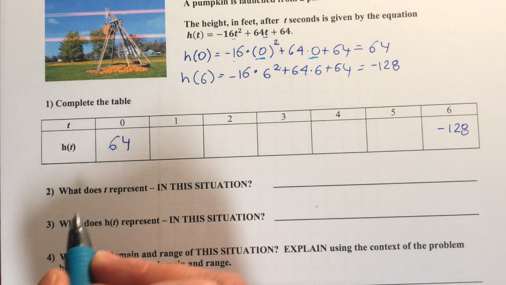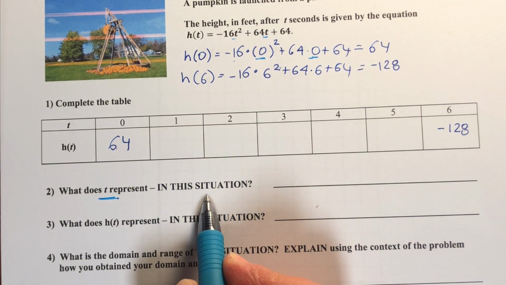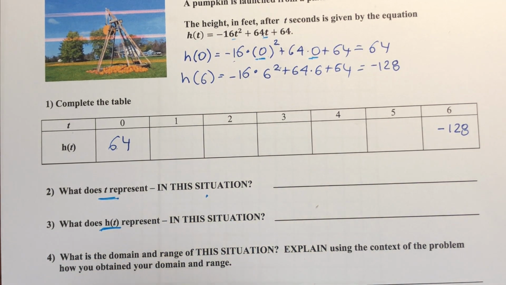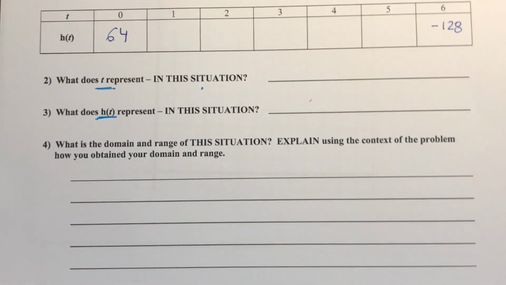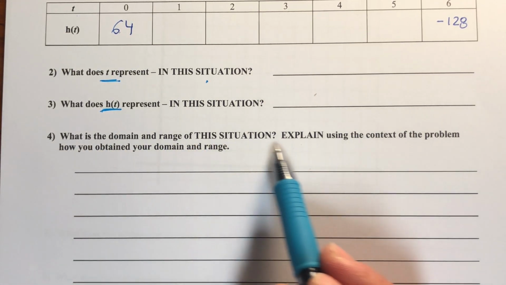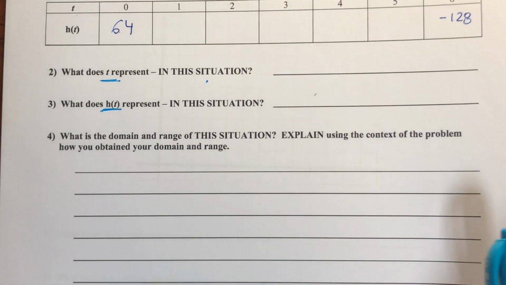Again, I've already mentioned this many times. What does t represent in this particular situation? What does h of t represent, again, in this particular situation? I want you to think about this. I want you to think what is the domain and the range of this situation and explain it using the context of the problem. So it needs to make sense, okay? So think about this for a second.